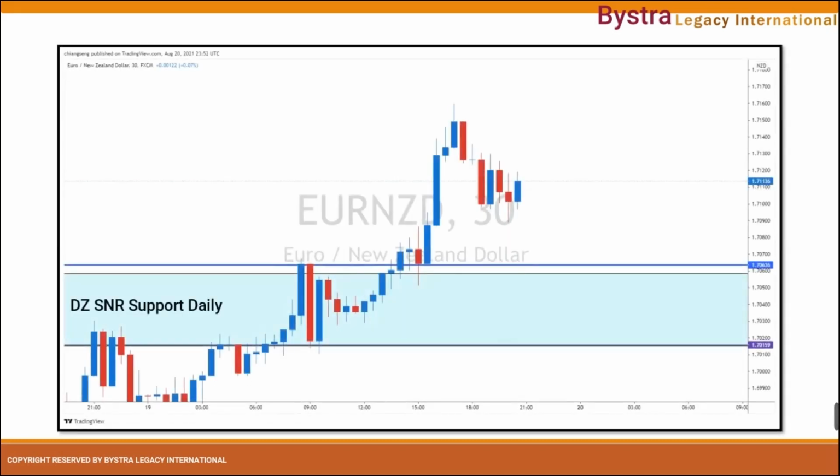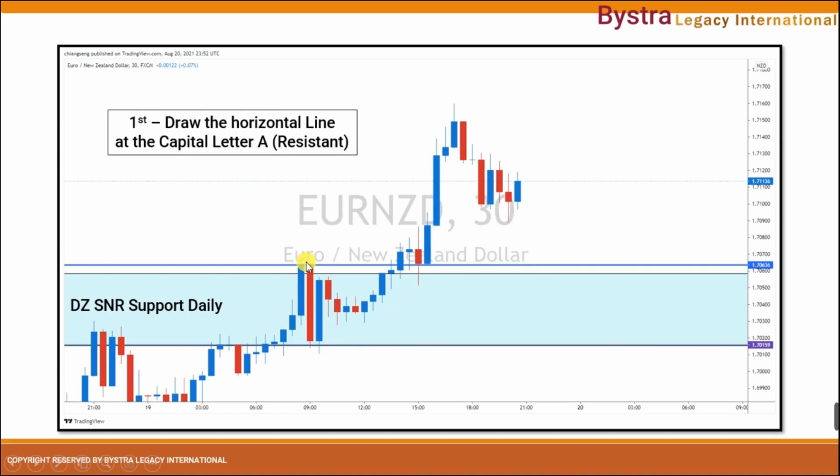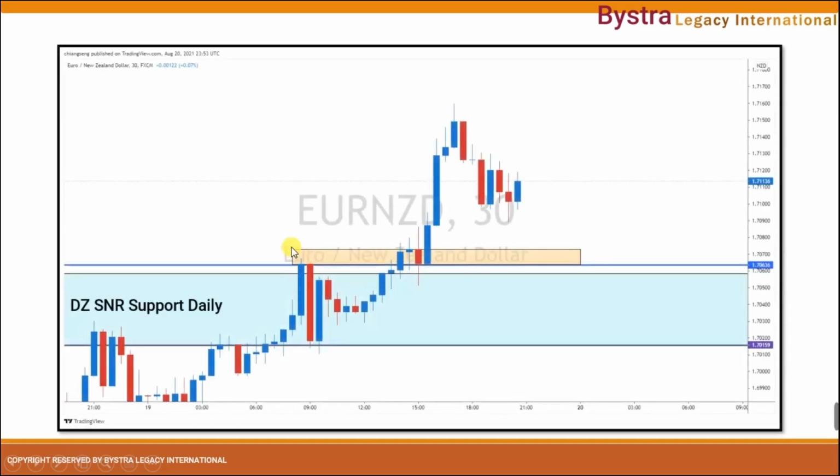SNRC1 setup. So what we should do now is mark the horizontal line at the capital letter A. Okay, capital letter A. This will be our resistance. Next, we need to draw the zone. How to draw the zone is the Rayleigh base Rayleigh. We draw the base. This is our entry base Rayleigh.